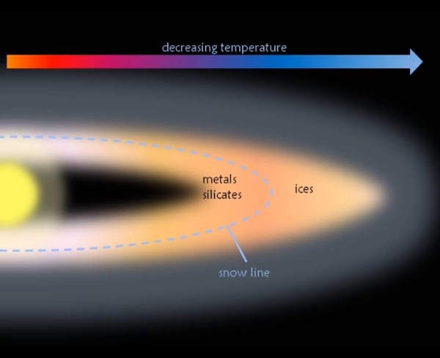Then a bit further out, the nebula cools down enough. Within our solar system, that's at about 4 times the Earth-Sun distance, 4 AU. We have a region we call the snow line, where the much more volatile, icy materials can start condensing. So that's things like carbon dioxide, water, methane ices. And so you have a lot of the volatile materials further out.